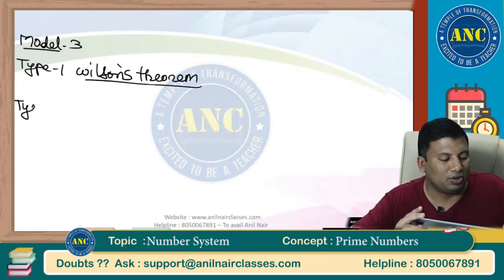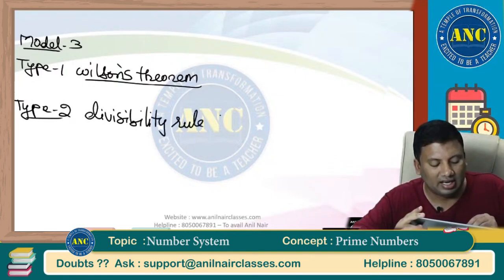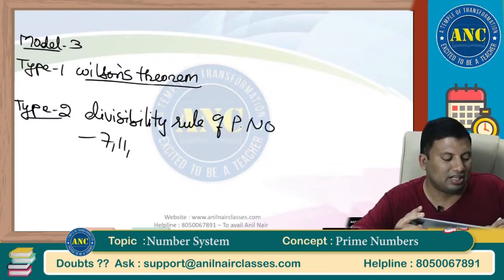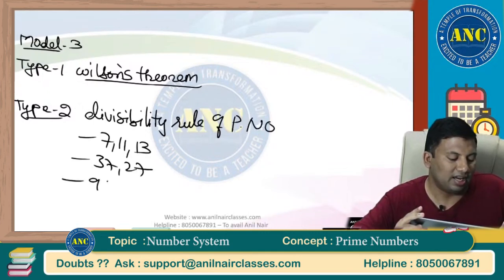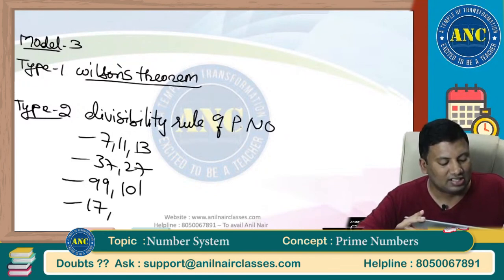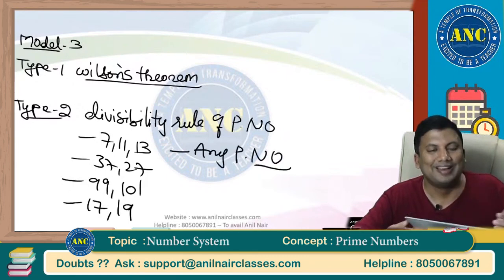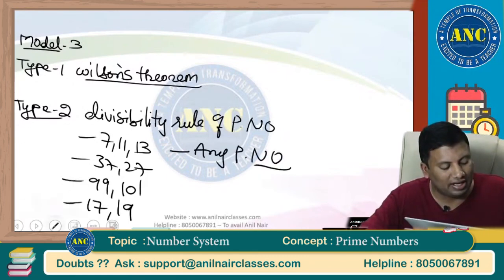Type number 2 is nothing but divisibility rule of a prime number. This also, in session number 2, we discussed in detail: divisibility rule of selected prime numbers. 7, 11, 13 we discussed. 37, 27 we discussed. 19, 101, 99, 101 we discussed. 17 and 19 we discussed. Divisibility rule of any prime number also we discussed. I hope it is clear. All the various models.